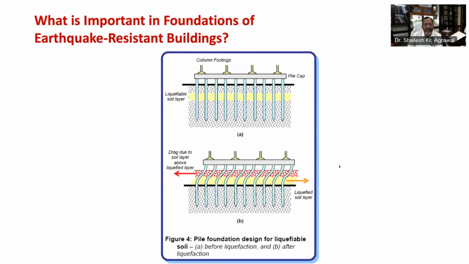But if the soil is susceptible to liquefaction, either ground improvement must be undertaken or the foundation must be carefully designed such that it can carry the load even after vulnerable soil layers have liquefied, as you can see in this figure. In case of pile or well foundation, layers susceptible to liquefaction should be neglected in estimating stiffness and strength of soil system, as piles bypass these layers.